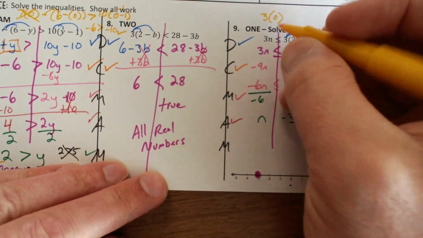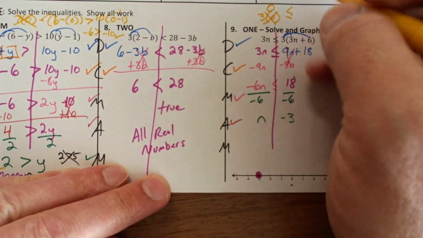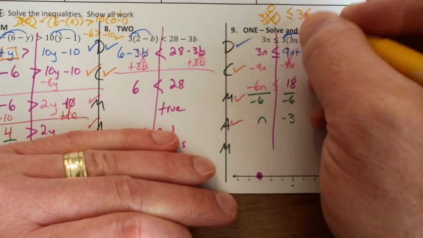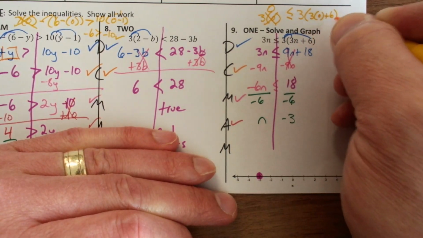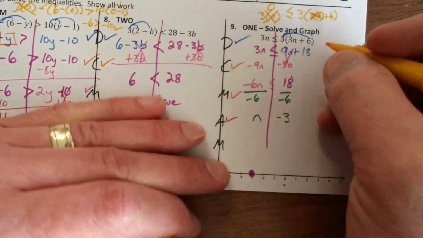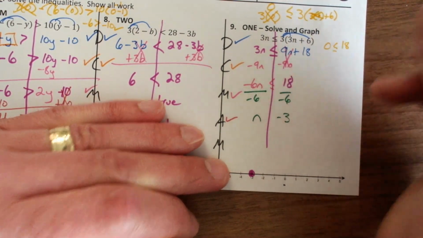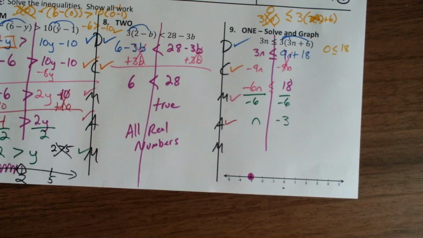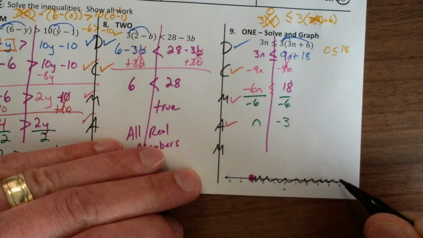3 times 0 is 0. It goes away. Less than or equal to 3, parenthesis, 3 times 0 again, plus 6. 3 times 0 again, that goes away. 3 times 6 is 18. So 0 is less than or equal to 18. Is this true? Yes, 0 is less than 18. So I would shade this way.